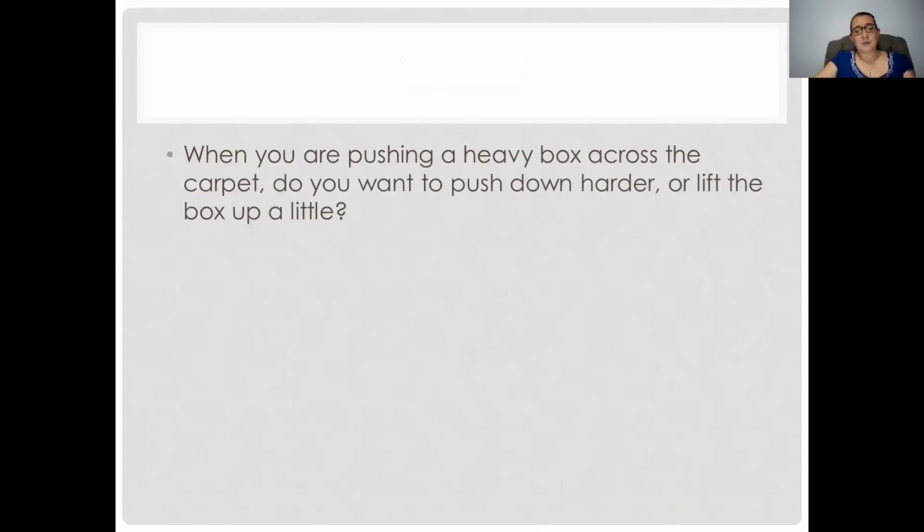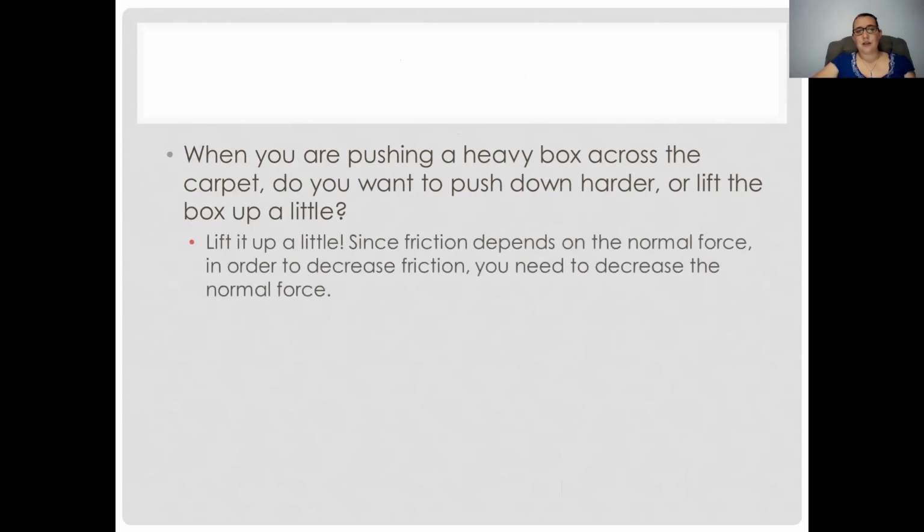Okay, so conceptual question for you guys then. When you are pushing a heavy box across the carpet, do you want to push down harder or do you want to lift the box up a little bit? Well, if we're trying to minimize friction here, we would lift it up a little bit. Remember, friction depends on the normal force, or that supporting force from the floor. So if we're trying to decrease the friction, then we need to decrease the normal force, and that would involve lifting it up a little bit.